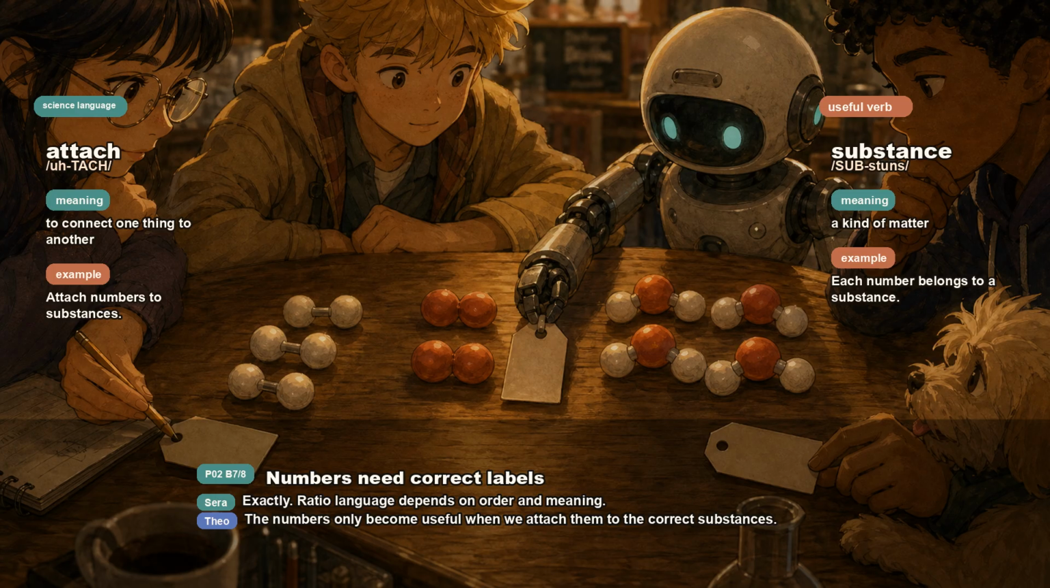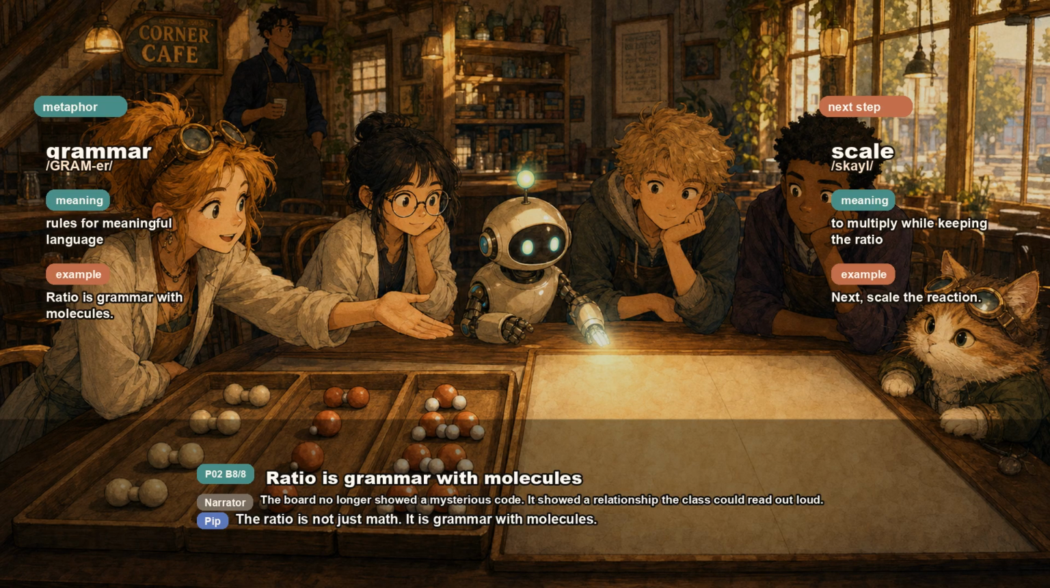The numbers only become useful when we attach them to the correct substances. The board no longer showed a mysterious code. It showed a relationship the class could read out loud. The ratio is not just math, it is grammar with molecules. Perfect. Next, we will use that grammar to scale the reaction.